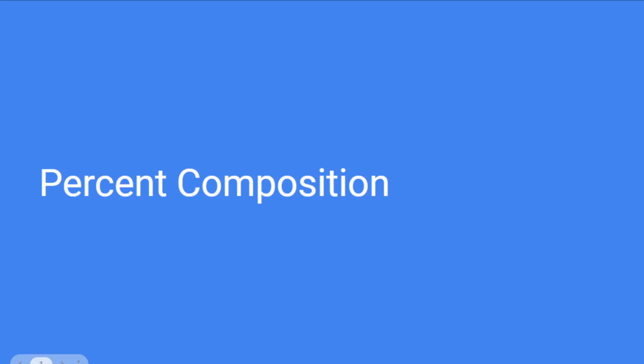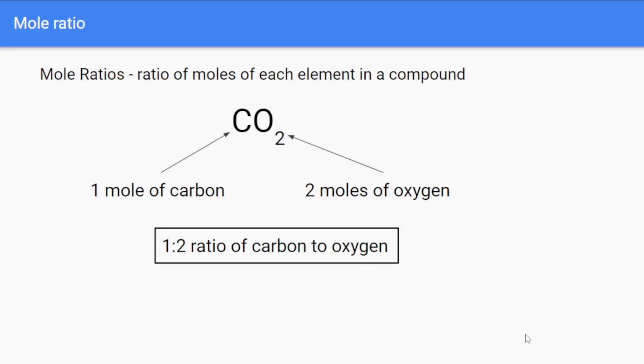In this video, we'll discuss how to calculate the percent composition of a compound. To start off with, you need to understand what a mole ratio is, and that is simply the ratio of moles of each element in a compound. And if you look at the formula, it's very simple. So in this compound, we have 1 carbon, 2 oxygens. Now the way to look at that is there is 1 mole of carbon for every 2 moles of oxygen. So we would call that mole ratio a 1:2 ratio of carbon to oxygen.